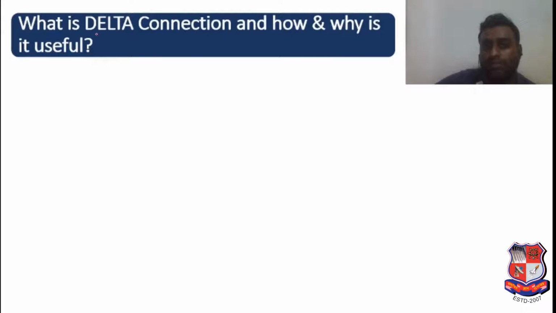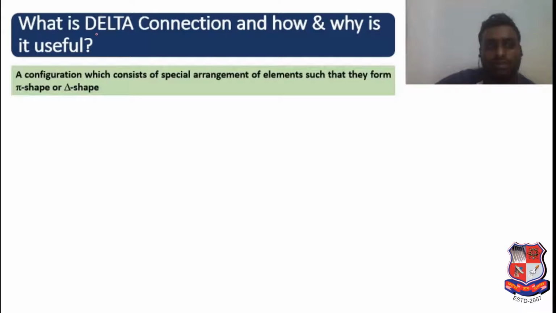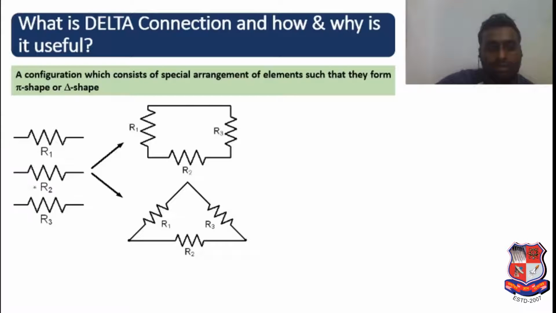Now similarly, there will be a delta connection also. What is a delta connection and how is it useful? It is a configuration which consists of a special arrangement of elements such that they form a pi shape, or delta shape. Delta is nothing but a triangular shape. Over here you can see the same three resistances connected in this form. This is the pi shape.